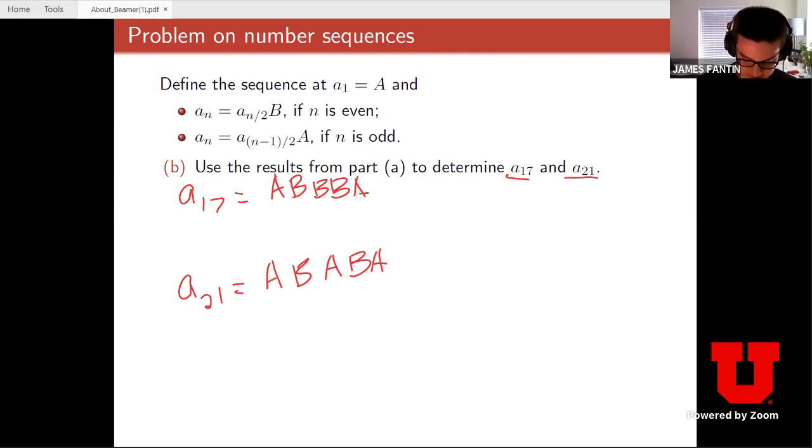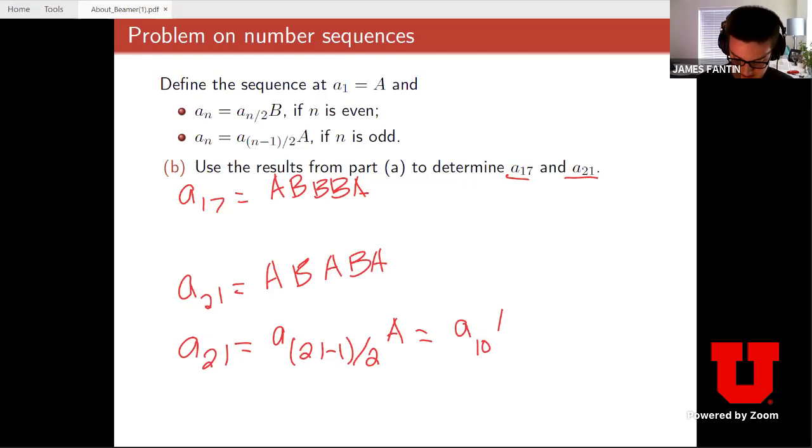Just to show you for one of them, so like A21, we just follow the odd case. 21's odd. So that's A sub (21 minus 1) divided by 2, then A. 21 minus 1 is 20, and 20 divided by 2 is 10. So we've got A10, then A. And then if we remember from the last slide, A10 was A, B, A, B. Let me just finish off with the A. And then that's how we can get A21. And then similarly for A17.